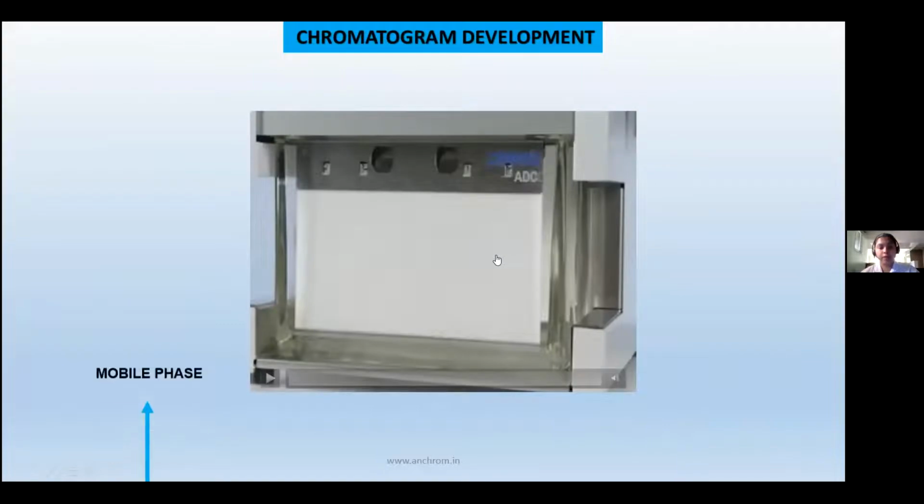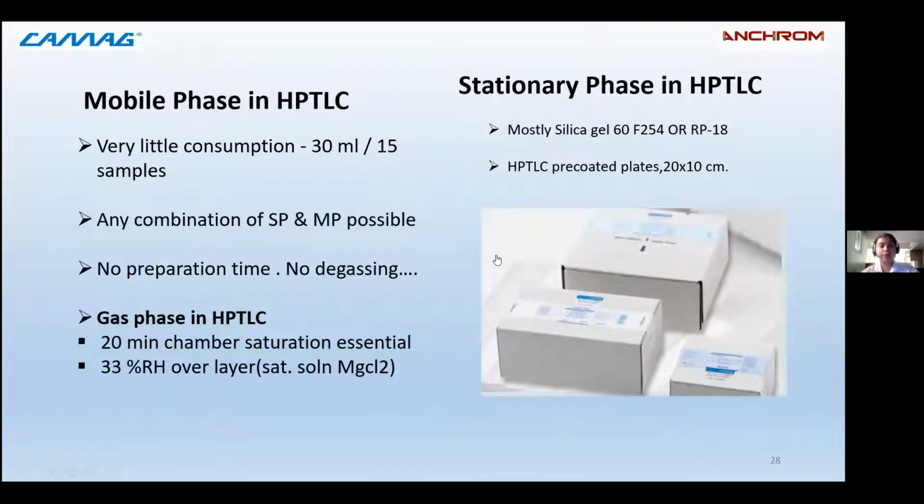Then this is the type of development which we do. Then certain points are there for the mobile phase in HPTLC. Very little consumption is there. 30 ml of your mobile phase is needed for 15 samples. Any composition of stationary phase and mobile phase is possible in HPTLC. No preparation time, no degassing time is needed, as only a little amount of solvent is consumed.